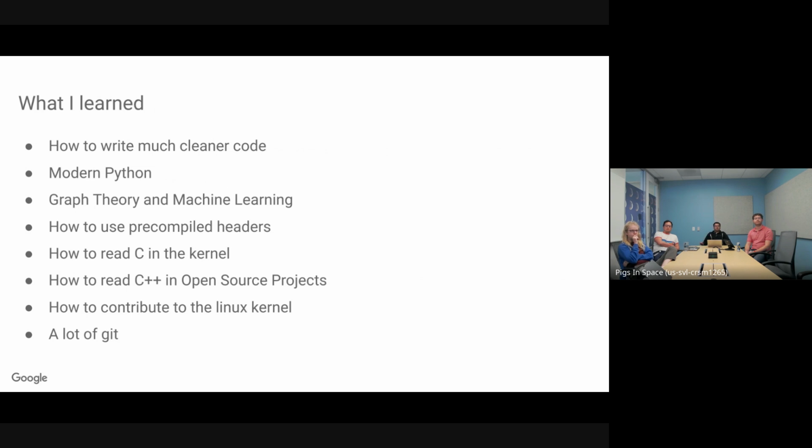I learned how to use precompiled headers. I learned how to read C in the kernel. I learned how to read open source C++ when I was trying to figure out how include what you use worked. I learned how to contribute to the Linux kernel, and I learned a lot of Git. I have never rebased so much in my life.